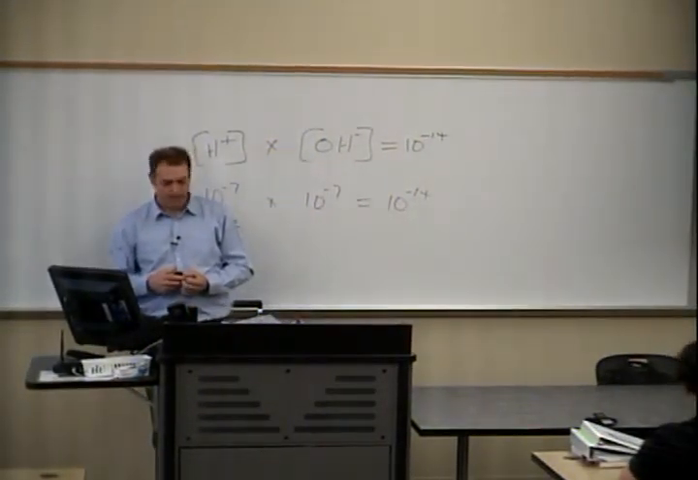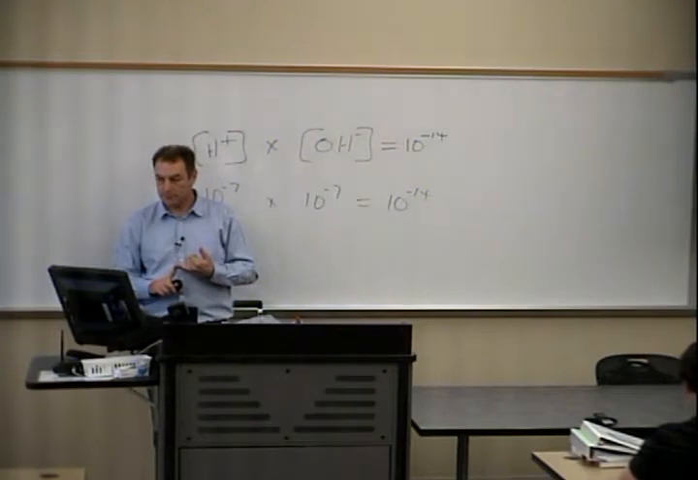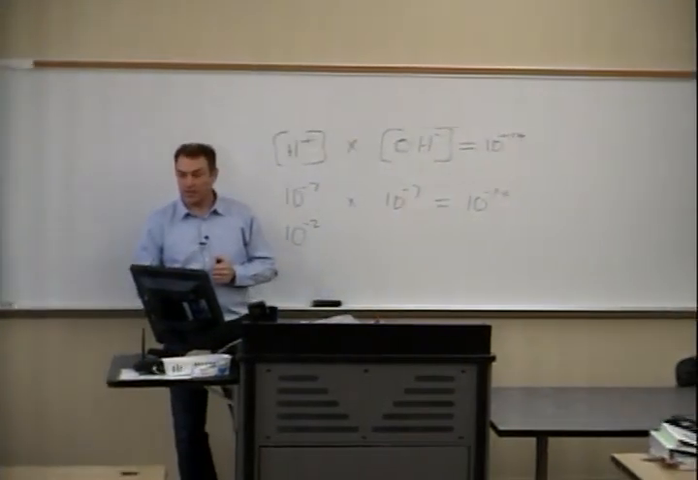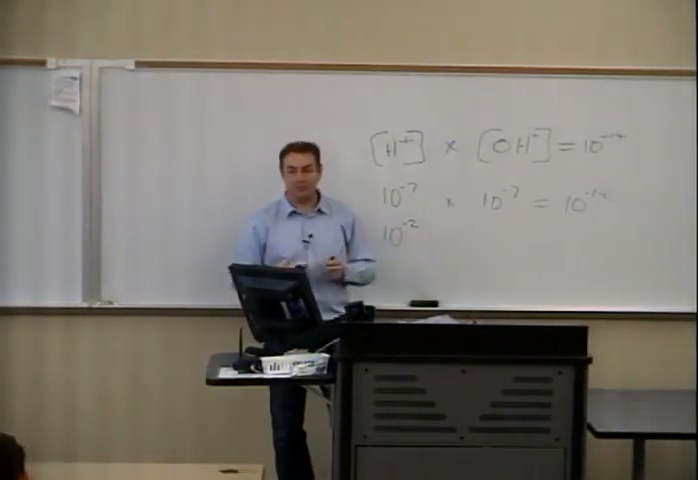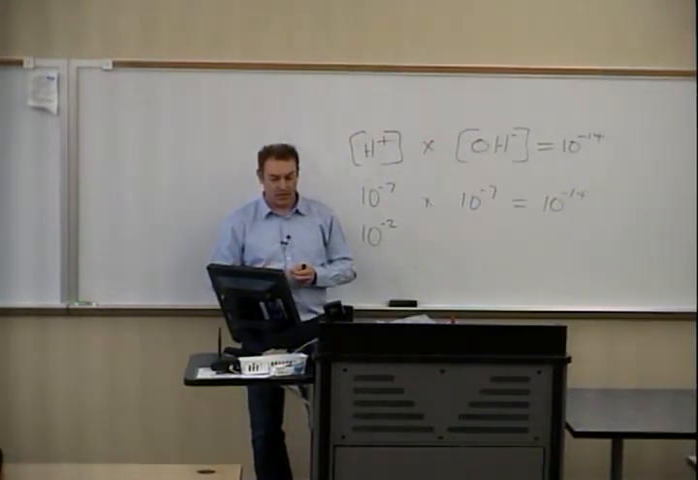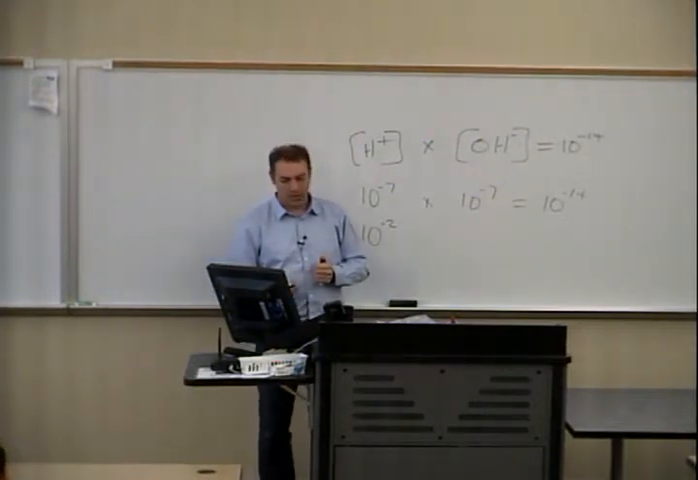So the pH is the negative log of the hydrogen ion concentration. I can give you any hydrogen ion concentration, and I'll say take the negative log, that is the pH value of that solution. Okay, and it looks something like this. I'll take you through an example.